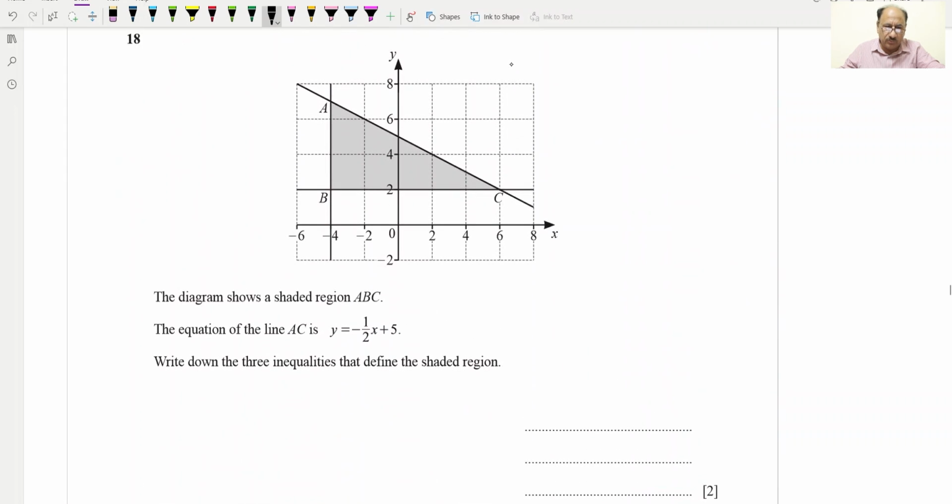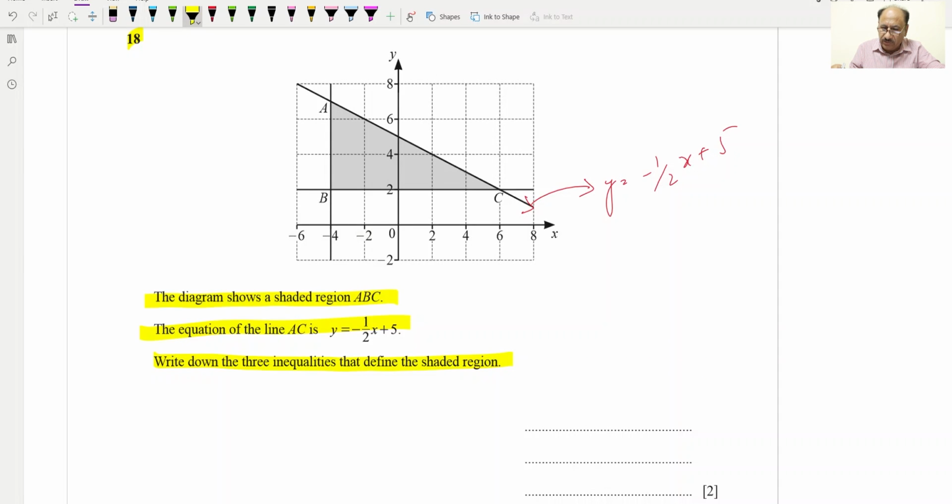Hopefully you understood this. Now this is question number 18. Diagram is provided. The diagram shows a shaded region ABC. The equation of the line AC is this one. So the equation of this line is y is equal to minus 1 by 2x plus 5. Now what we have to do is write down the 3 inequalities that define the shaded region.